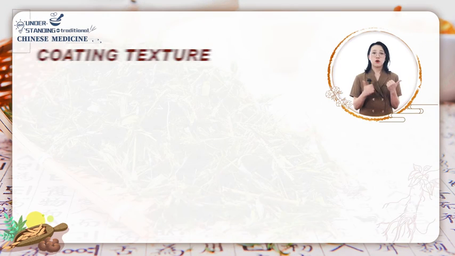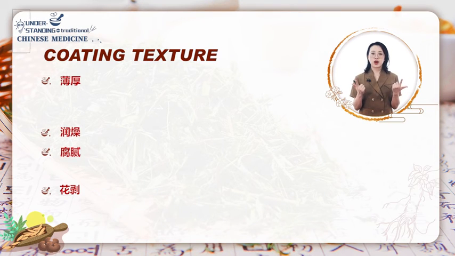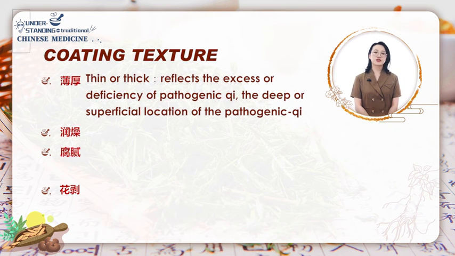The texture of tongue coating means the quality and form of the tongue coating. Inspecting tongue coating texture includes observing these aspects: thick or thin, moist or dry, greasy or curd-like, peeled or not. The thin coating refers to a thin layer of coating through which the tongue body is vaguely visible, while the thick one means we can hardly see the tongue body through the coating.